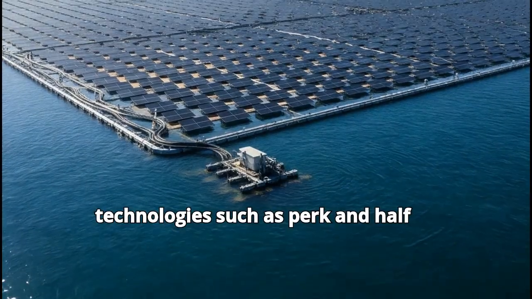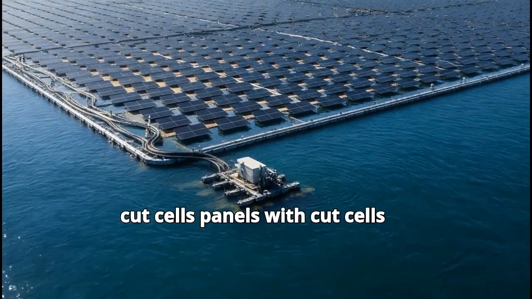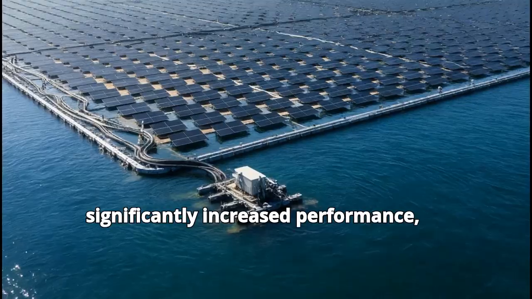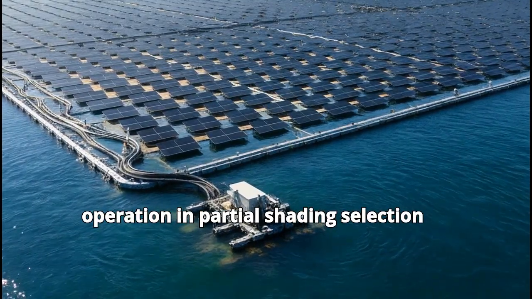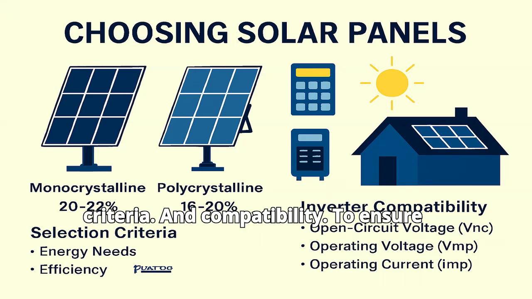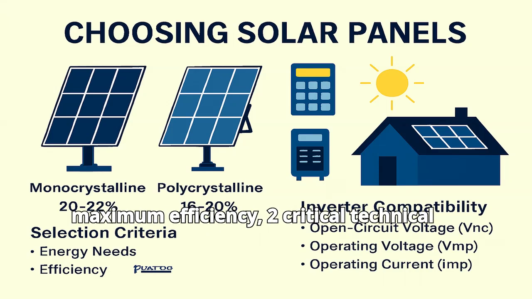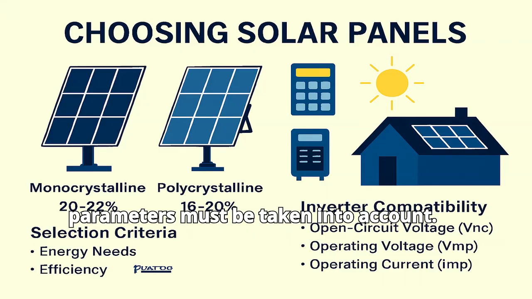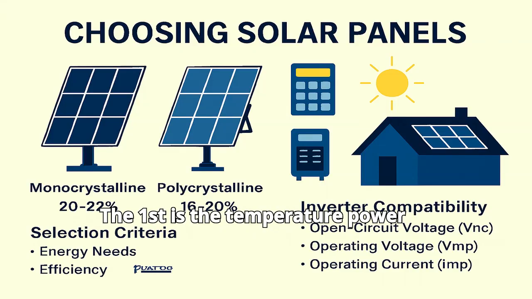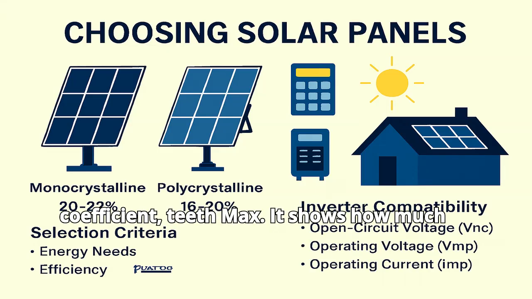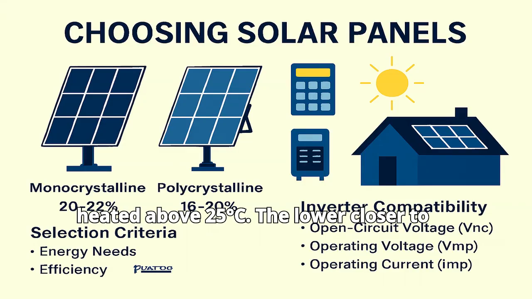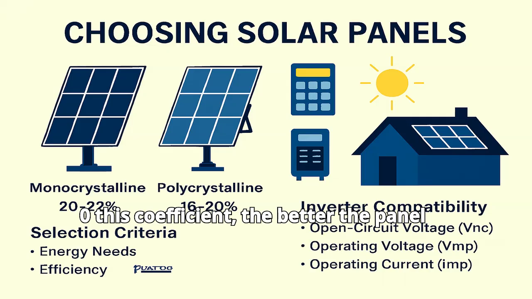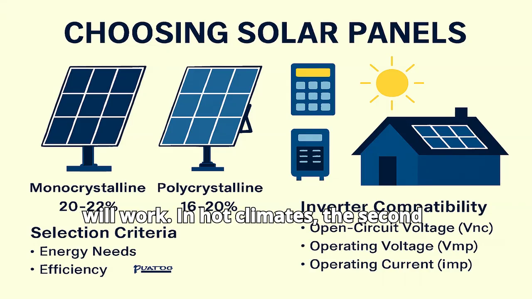Modern technologies, such as PERC and half-cut cells, panels with cut cells, significantly increase performance, reducing power losses and improving operation in partial shading. Selection criteria and compatibility. To ensure maximum efficiency, two critical technical parameters must be taken into account. The first is the temperature power coefficient, Tmax. It shows how much the panel's power drops when it is heated above 25 degrees Celsius. The lower, closer to zero, this coefficient, the better the panel will work in hot climates.